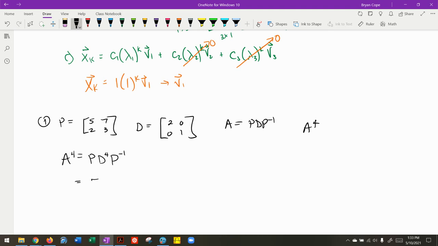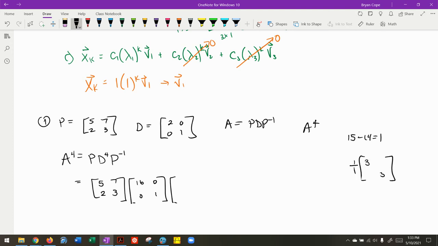P we have: 5, 7, 2, 3. D to the fourth we learned is really just the entries on the main diagonal to the fourth, so it would be 16, 0, 0, 1. And P inverse we can compute pretty quickly. Our determinant is 15 minus 14, which is 1. That's convenient. We get 1 over 1 outside. Flip A and D, their positions, and negate B and C. So our inverse is 3, negative 7, negative 2, 5.